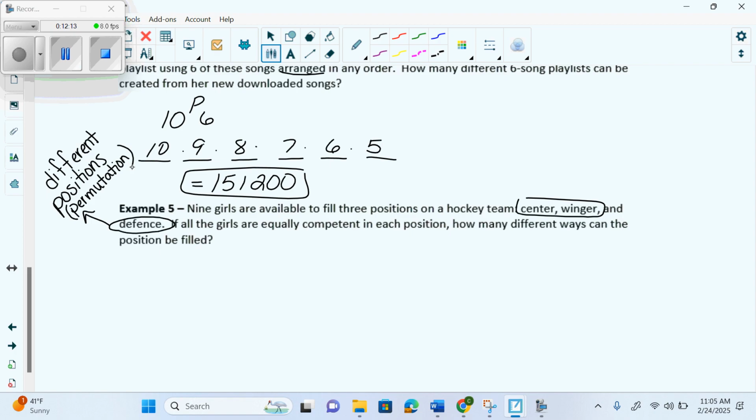If I just picked 3 people to throw on a hockey team, which I don't think you'd ever do, because what could you get? Maybe 3 defense. But if I just threw them onto a hockey team, or I took 3 people from a hockey team and I sent them on a trip to the same place, it would be a C, because order wouldn't matter.